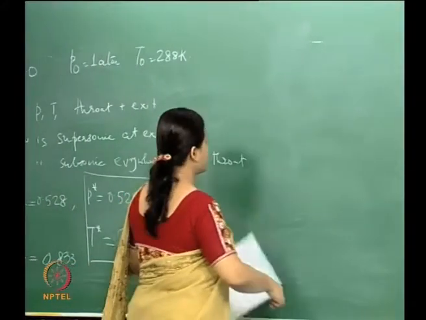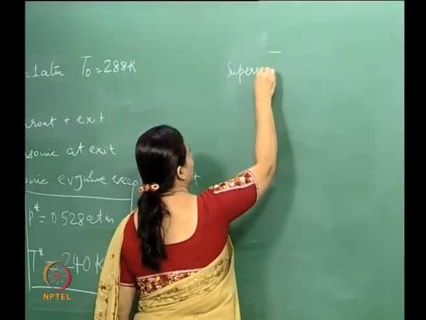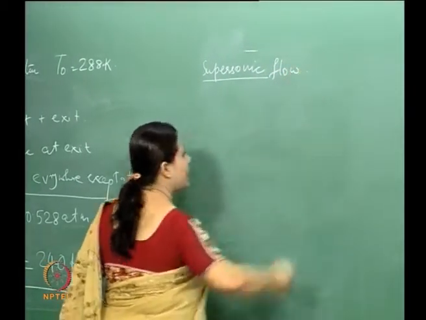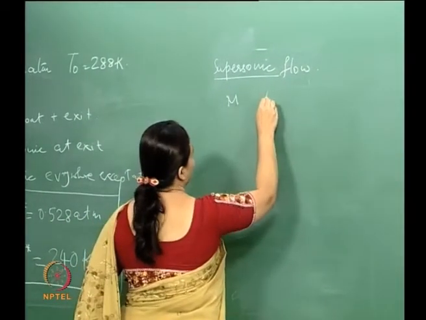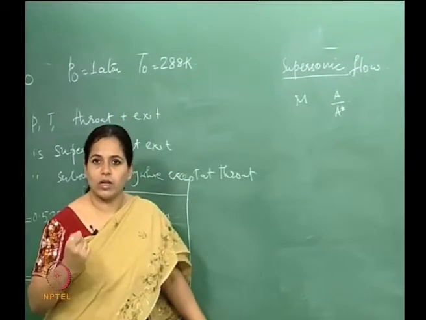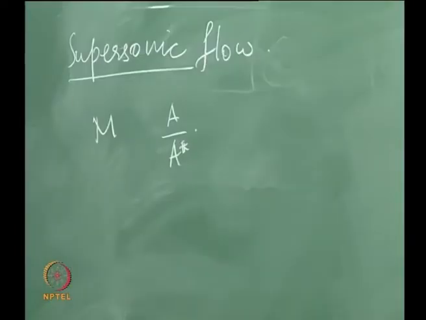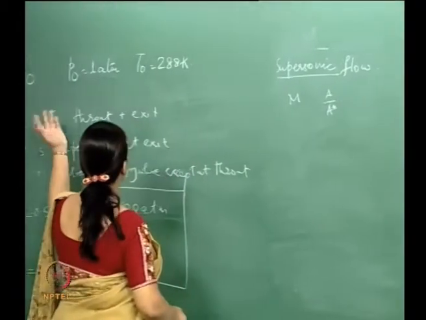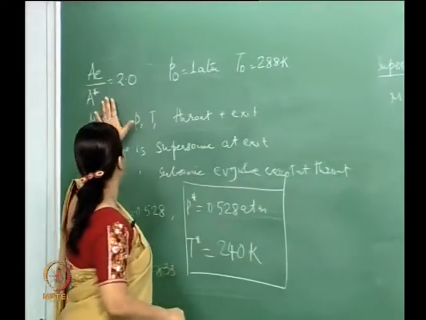Okay. So, now supersonic flow. Now, for the supersonic flow, if you look at the tables, what you will get is a Mach number and a corresponding area ratio, local area by the throat area. This is what you will get. What we are given here is not this, we are not given an incoming Mach number. We just know the area ratio.